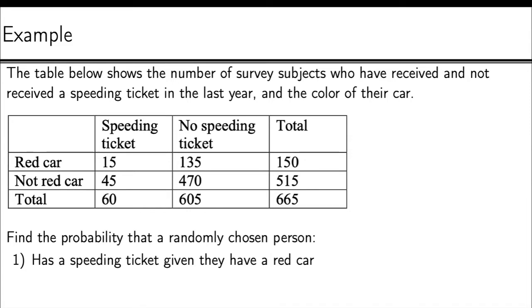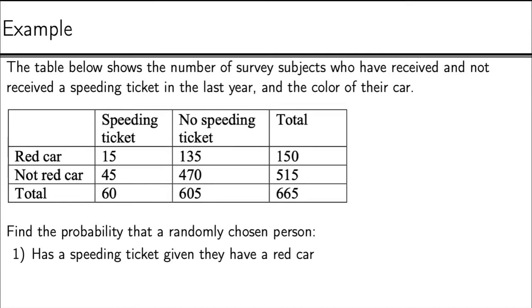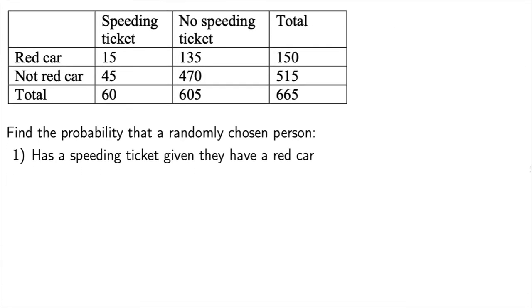Now let's do this using the chart. Find the probability that a randomly chosen person has a speeding ticket given they have a red car. So this is the probability of a speeding ticket, given red car. Now we're going to just use the basic probability formula here. We know that the person has a red car. That means we are stuck in this row here. Nothing outside of this row actually matters.